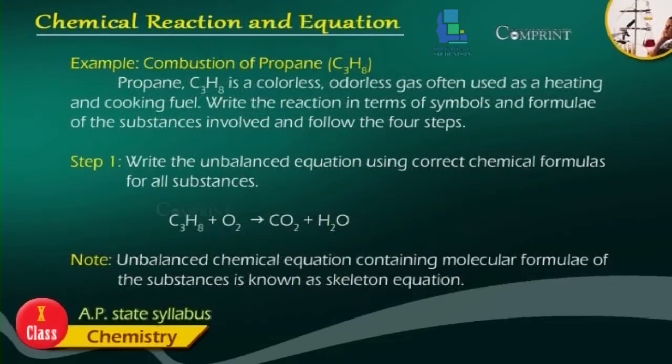For example, combustion of propane, C3H8. Propane, C3H8, is a colorless, odorless gas often used as a heating and cooking fuel. Write the reaction in terms of symbols and formulas of the substances involved and follow the 4 steps. Step 1. Write the unbalanced equation using correct chemical formulas for all substances: C3H8 + O2 gives CO2 + H2O. Note: an unbalanced chemical equation containing molecular formulas of the substances is known as a skeleton equation.